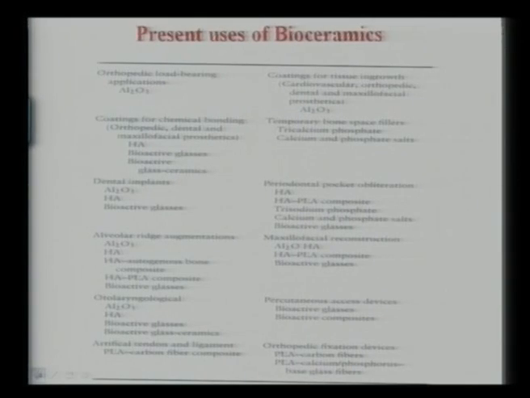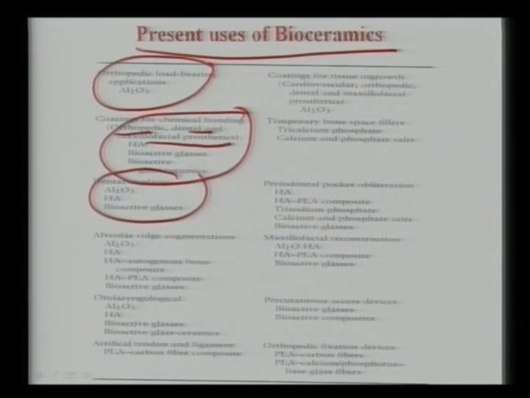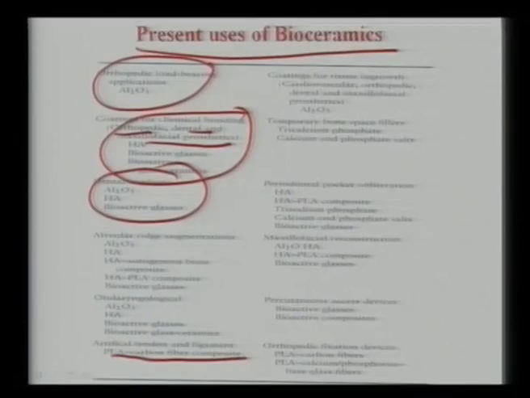Now this particular slide summarizes the potential uses of bioceramics. Mostly for orthopedic applications, alumina is used for coatings for chemical bonding, orthopedic and dental applications, and maxillofacial prosthetics, where hydroxyapatite, bioactive glasses and glass ceramics are mostly used. For some of the dental applications, alumina, hydroxyapatite and bioactive glasses are used. Now you have the artificial tendon or ligament, that is the PLA carbon composite. PLA is polylactic acid, an example of a polymer, and carbon fiber composites are used in the artificial tendon or ligament.